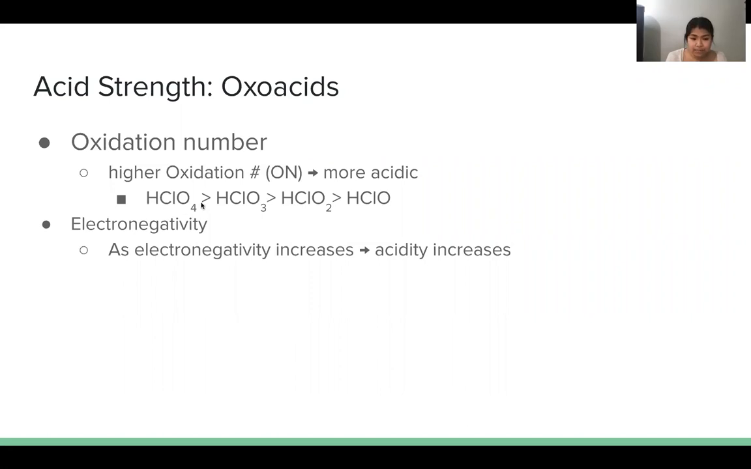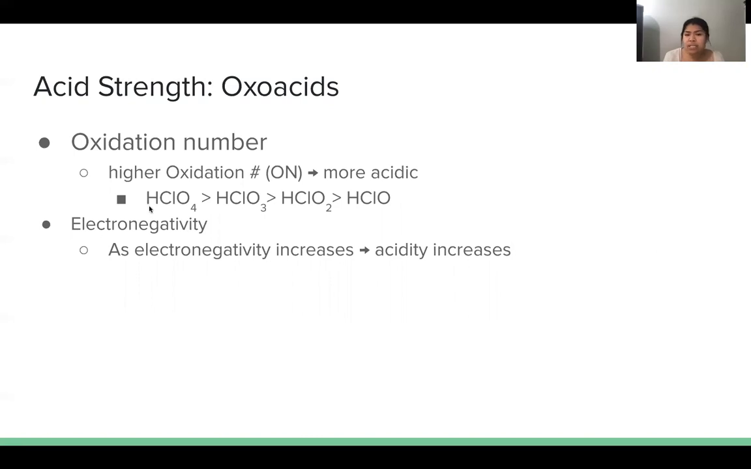In this case, it already has the right trend. So if you look at HClO4, HClO3, HClO2, and then HClO, HClO4 is going to be the most acidic. Why is that? It's because it has the higher oxidation number. It has the most oxygens, so you know that this has to have the highest oxidation number, and that's going to help you determine what's most acidic.